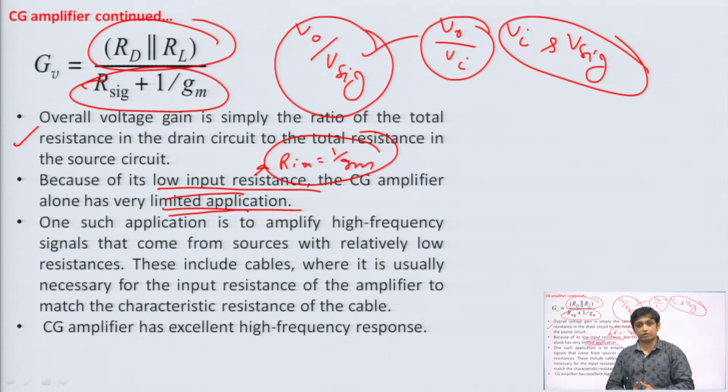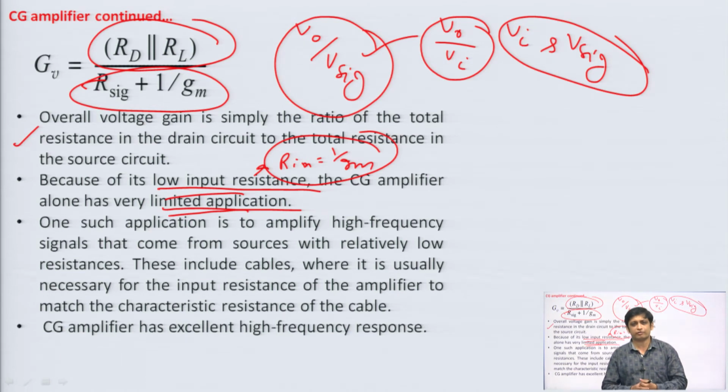Cascode is the combination of common source and common gate. So, that cascode combines the advantages of common source and common gate, fine. Now, that is one application, and another application is since the input resistance is very less in case of common gate.